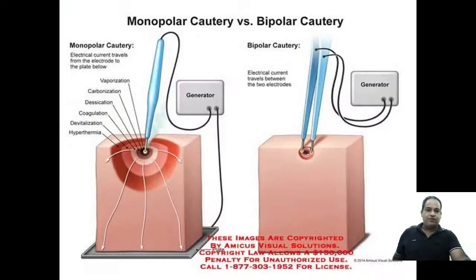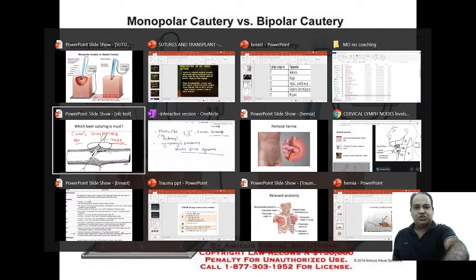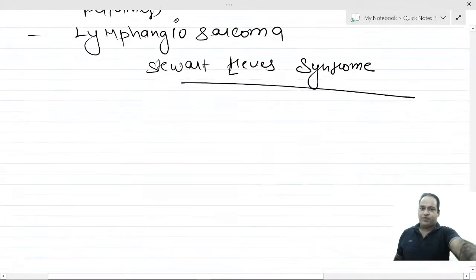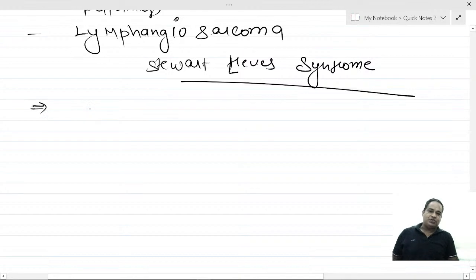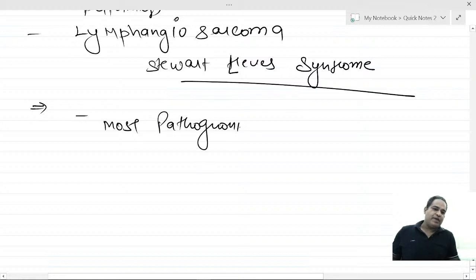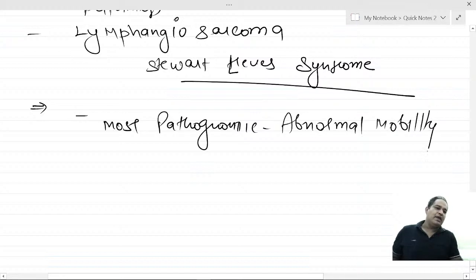Someone of you has asked how to appreciate fracture. For fracture, two signs are there. The sign which is considered most pathognomonic is abnormal mobility. Fine.